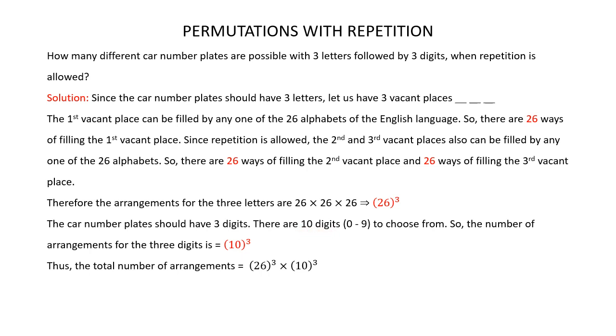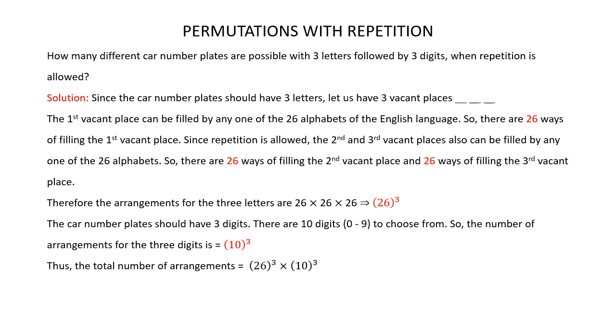So there are 10 ways of filling the second vacant place and 10 ways of filling the third vacant place. Now the arrangement for the 3 digits is equal to the number of ways of filling the first vacant place and the number of ways of filling the second vacant place and the number of ways of filling the third vacant place. Now you know that and means multiplication. So the number of arrangements for the 3 digits is 10 multiplied by 10 multiplied by 10, which is nothing but 10 raised to the power 3.